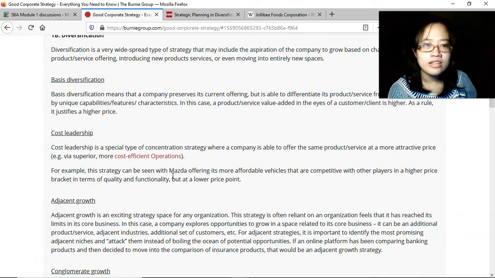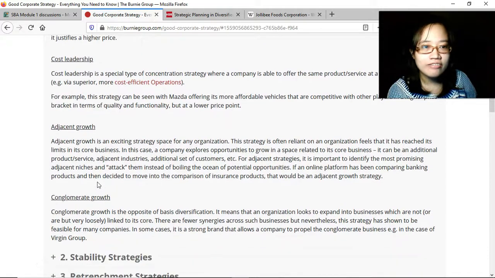So for example, this can be seen with Mazda offering its more affordable vehicles that are competitive with other players in a higher price bracket in terms of quality and functionality, but at a lower price point. Essentially what they're trying to say is, they're trying to compete with the market leader, and in terms of quality, they're trying to deliver the same quality that the market leaders are providing, but they are also offering it at a much lower price compared to the market leader. Okay, so cost leadership. Quality-wise, it's the same as the market leader. Cost-wise, they're offering it at a more affordable price. Okay, so that's why it's called cost leadership. And then we have adjacent growth.